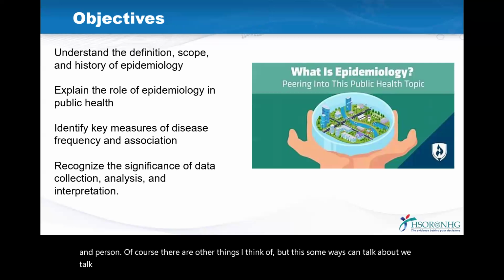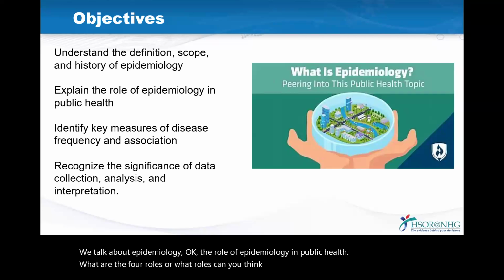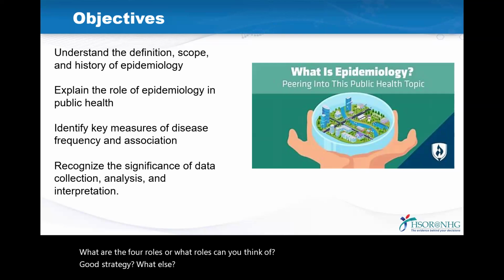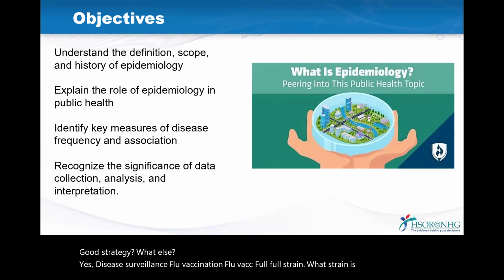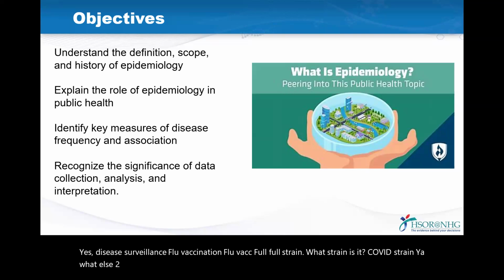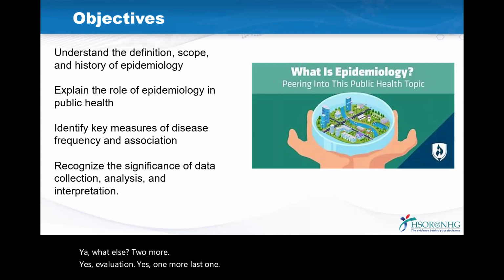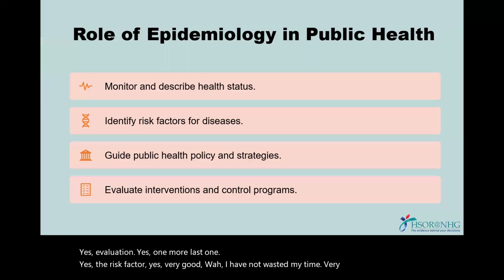We talked about the role of epidemiology in public health. What are the four roles, or what roles can you think of? Strategy for policy. Good. What else? Disease surveillance. Yes, flu vaccination, flu strain. What strain is it? COVID strain. What else? Two more. Evaluation. Yes. One more, the last one. The risk factors. Yes, the risk factors. Very good. Wow, I have not wasted my time. Very good. The four roles.